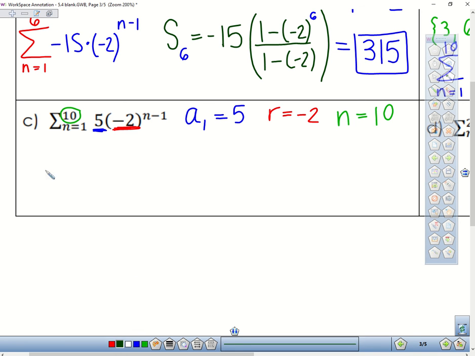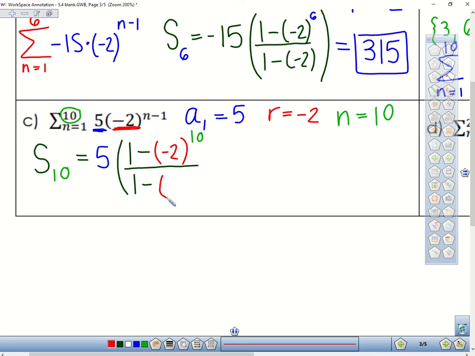Now that I have that, I'm going to sub into the formula. So it's S, the sum of the first 10 terms, is equal to, and the formula goes as the first term times 1 minus your common ratio to the n power over 1 minus, once again, your common ratio, close parentheses.